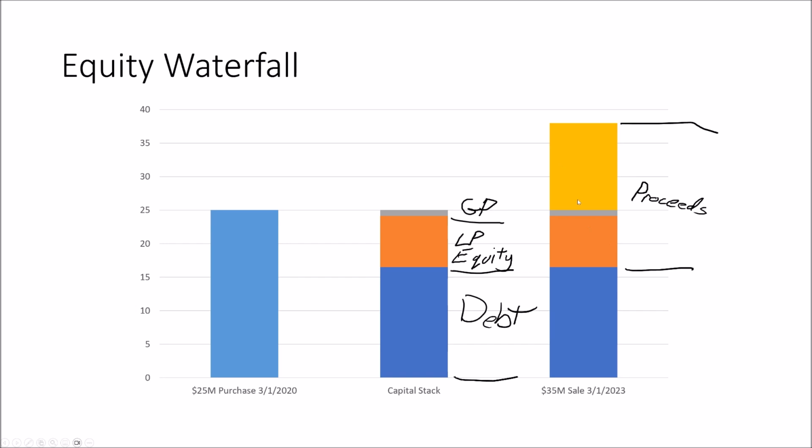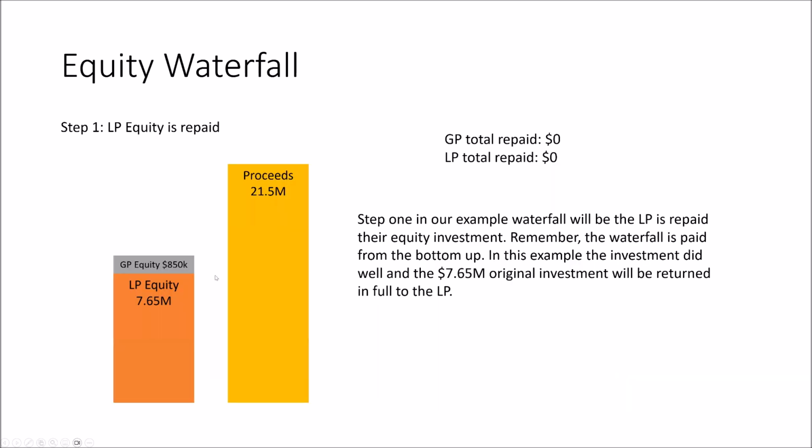on top. If it was a situation where it was sold for, instead of 35 million, if it was sold for 20 million, that's where we'd have a problem. It's still all going back into the pot to pay that capital stack from the bottom up. So, step 1 of our waterfall was LP equity is repaid.